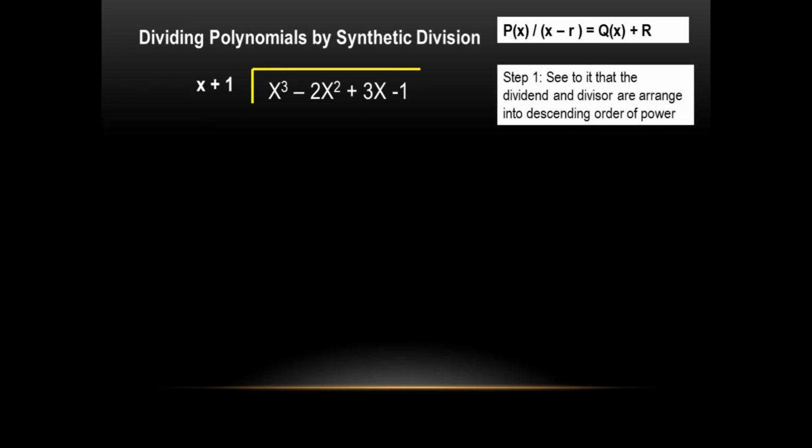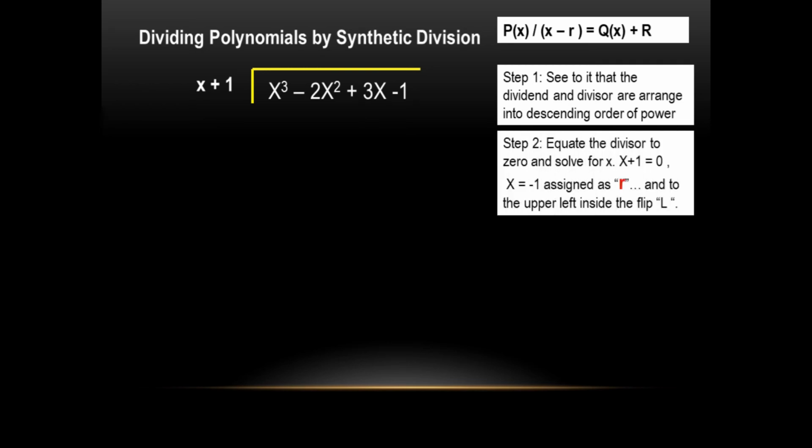Okay? So step 1, ganun pa rin yung step 1 natin. Arrange the dividend in the divisor into descending order of power. So this is already arranged. So 3, 2, and 10. Okay. Step 2. Equate the divisor to 0 and solve for x. So we have now x plus 1 equals to 0. The divisor natin is x plus 1 equals to 0. So therefore x equals to negative 1.